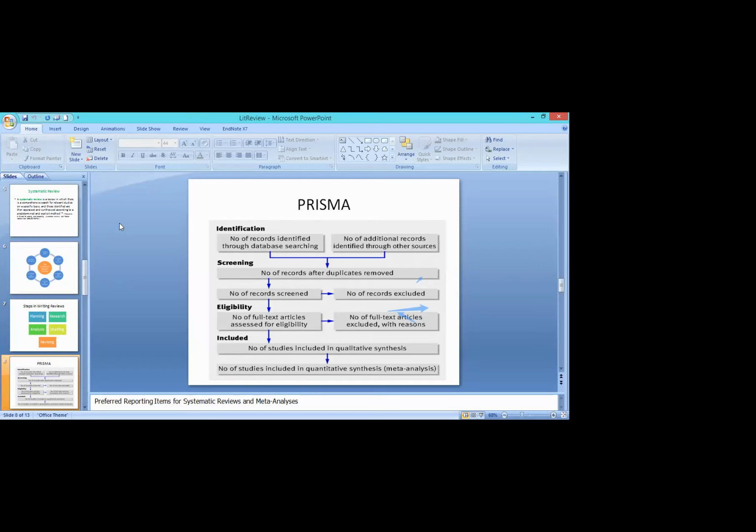Eligibility: number of full text articles assessed for eligibility. The eligibility criteria, as I have told you, you should be very clear about: this is my research question and this type of article would address it. So this would make your eligibility criteria. Number of full text articles excluded with reasons. Included: number of studies included in qualitative synthesis, number of studies included in quantitative synthesis or meta-analysis.